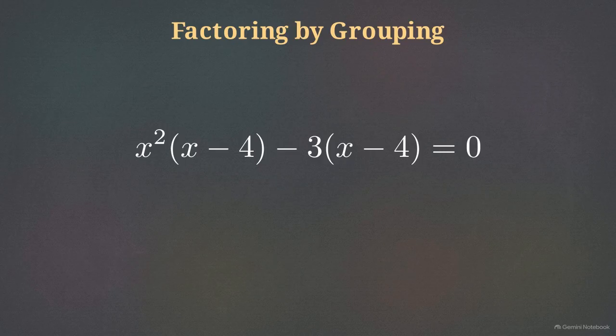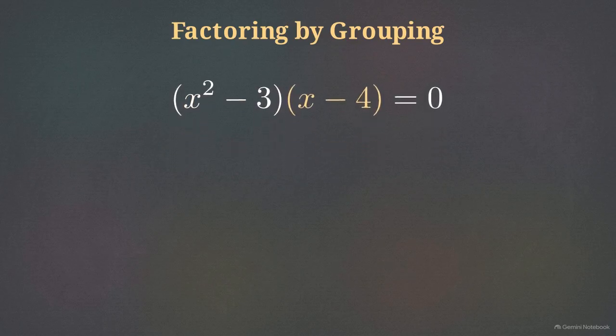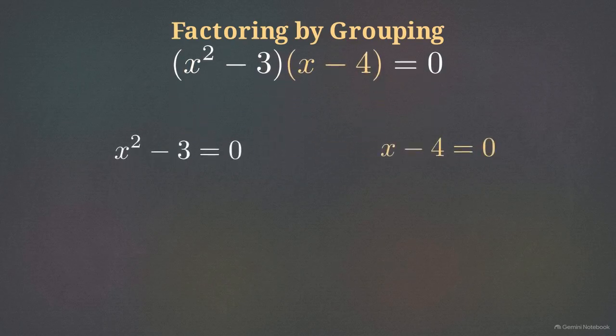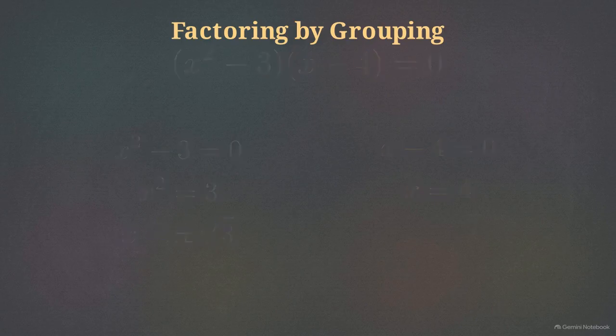We extract x squared from the first pair and -3 from the second. This reveals a shared binomial factor, x minus 4, present in both sections. We can then factor out that shared binomial, rewriting the cubic as the product of 2 simpler parts. Setting each part to 0 gives us our intercepts, 4, along with the positive and negative square root of 3. This technique works because the ratio between the coefficients in the first pair of terms matches the ratio in the second pair.